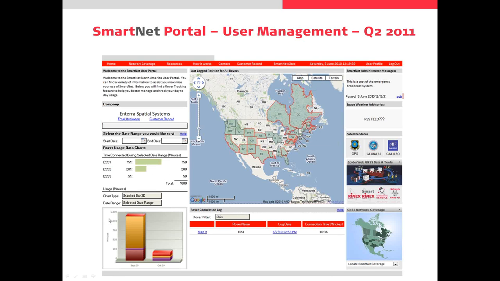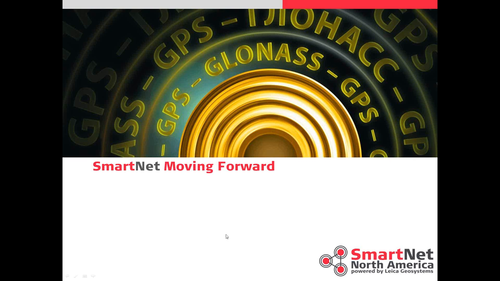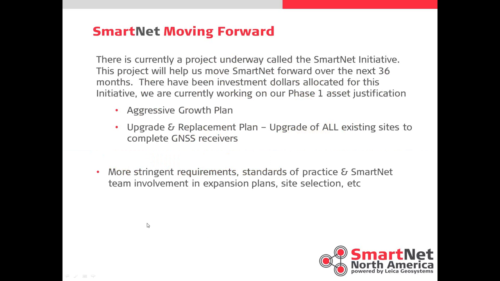This is just a general mock-up of what it's kind of sort of going to look like. It'll show your company name. You can put start and end dates to show usage graphs through here, and then also be able to see connection logs down at the bottom for either a specific rover or all your rovers, and you'll be able to download that and tag it as part of your field book.